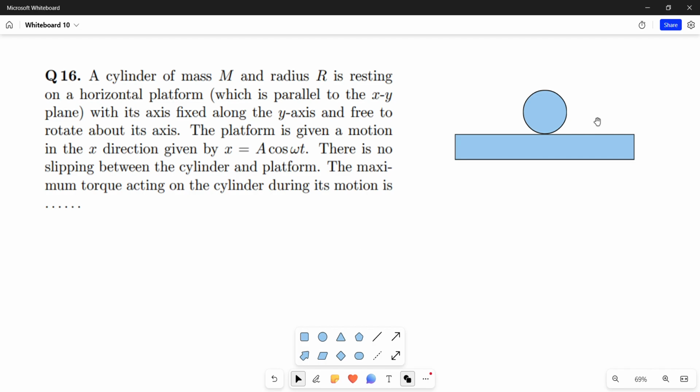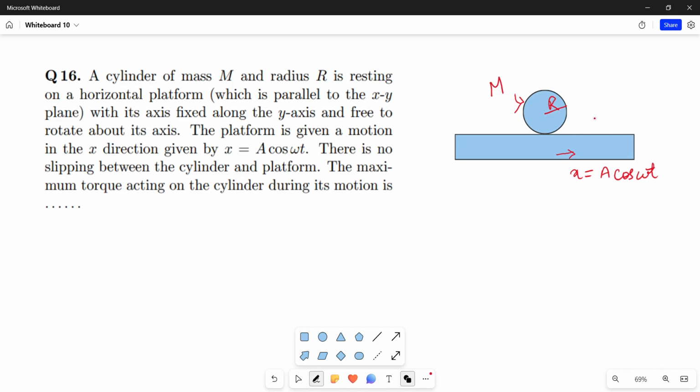This is a question of JEE 1988. In this question, we have a cylinder of mass m. Here is our cylinder of mass m, and the radius of cylinder is given as r. So the radius is r, and it is kept on this plank, and this plank is given a displacement of x equals a cos omega t, and we have to determine the maximum torque which is acting on this cylinder.